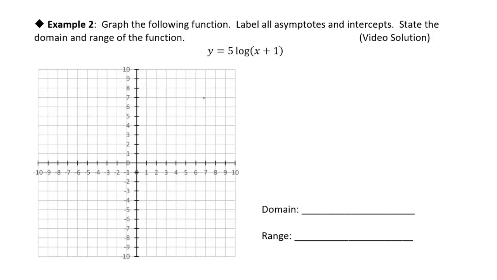We've changed the input to x plus 1, so we have an inside change here, which shifts the function to the left by 1, and then we have an outside factor of 5 applied to it, and so that's a vertical stretch by 5.